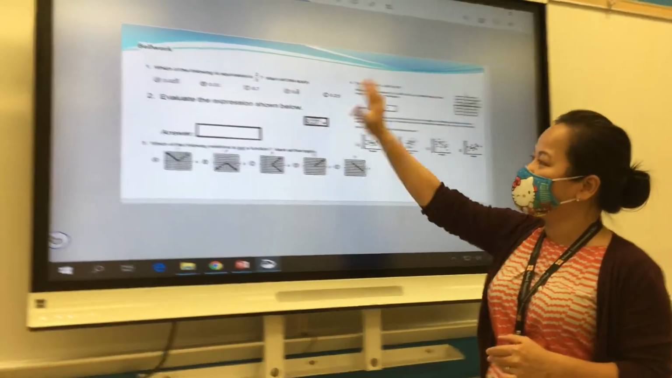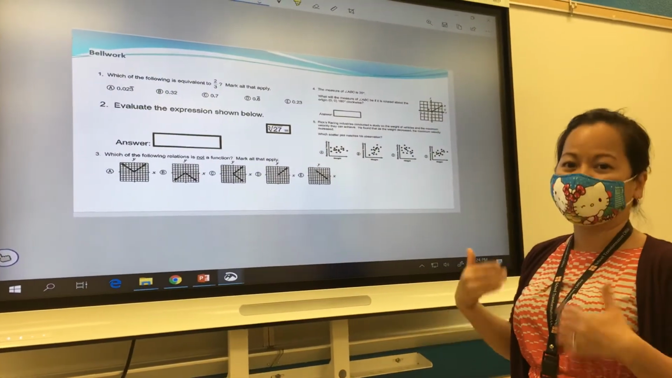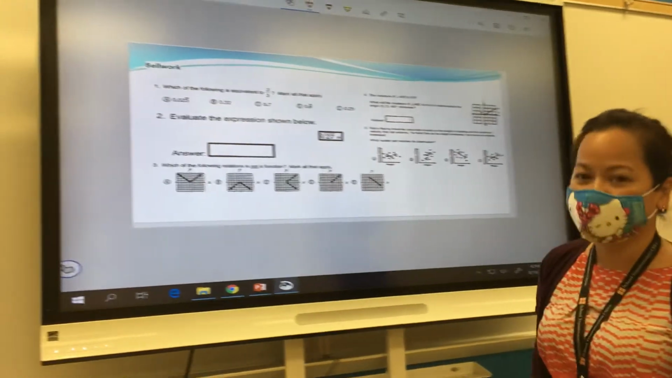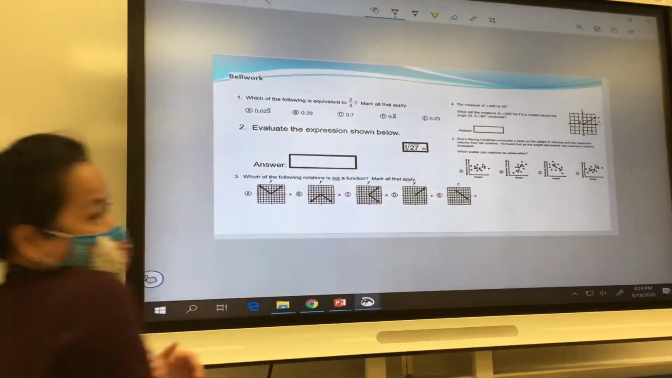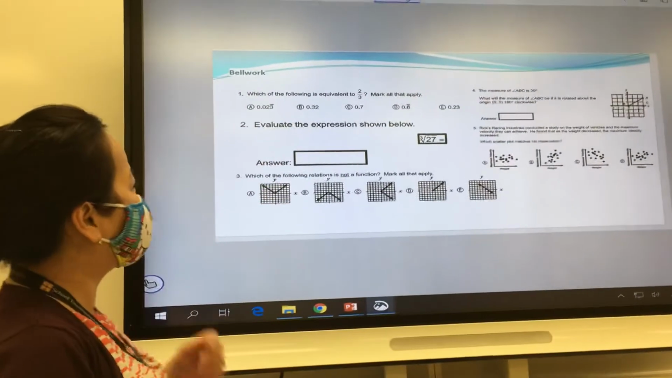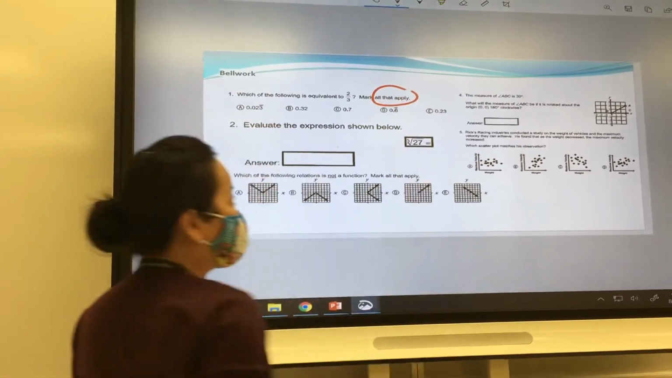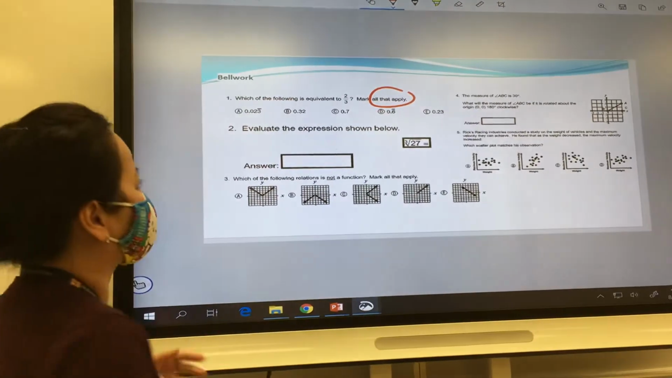Okay, so this is the bell work that I gave to my student for about 5 minutes, and now it's time for me to go over them. Okay, so let me go over them as a teacher to my student. So for question number 1, they've got to find the equivalent fraction and select all that apply. So I know that I need to select more than one answer.